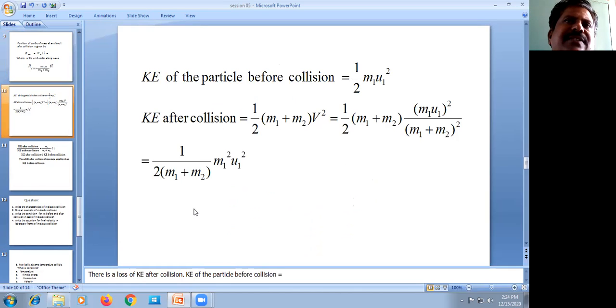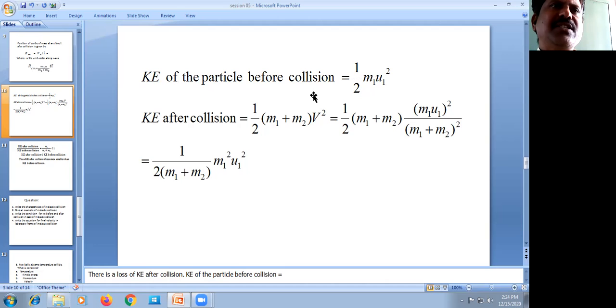In the case of inelastic collisions, we know that kinetic energy is lost after collision. That means the total kinetic energy is not conserved. Whatever the total kinetic energy before collision is, it is not equal to that after collision. So there is a loss of kinetic energy. Let us see how the kinetic energy is lost.